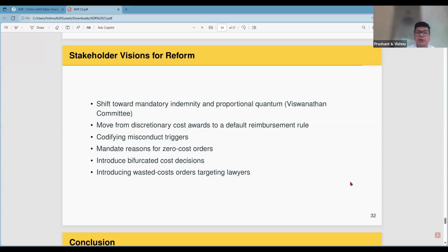There should be bifurcated cost decisions. International tribunals, for example ICC and other international arbitration tribunals, usually have a separate hearing and a separate cost order. They ask both parties to submit their bills of cost, and they have a separate hearing to decide on the quantum of costs.